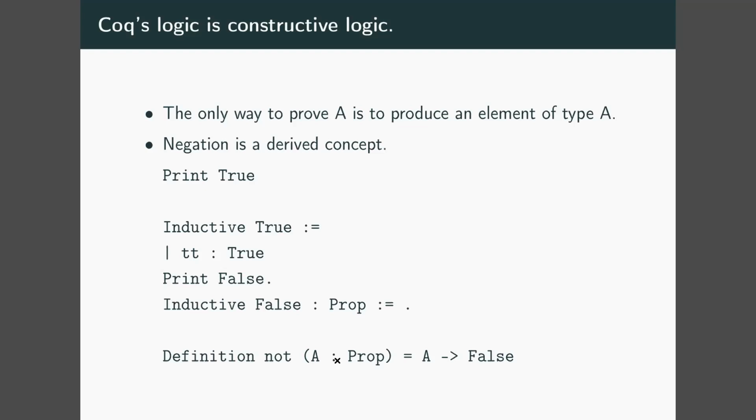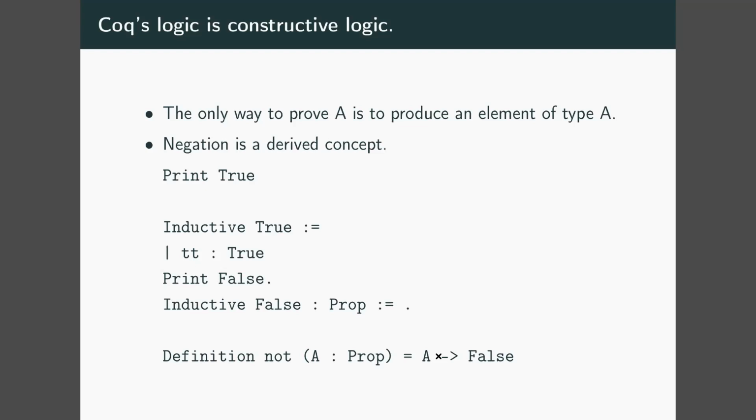The whole point of this is that if you produce such a function from A to false, and Coq accepts it, it in some sense says that A cannot be inhabited. Because if A is inhabited, then I can apply this function and produce an inhabitant of false.